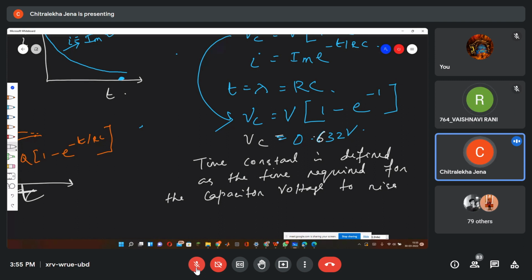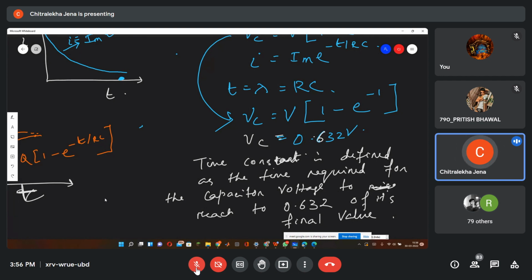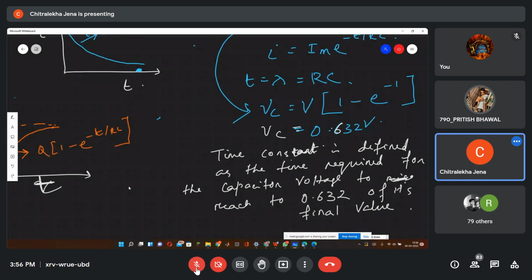Ma'am, is it constant or constraint? Time constant, not constraint, it is a constant. Okay. Voltage to reach how much value? Reach to 0.632 of its final value. Of its final value. Understood? What is time constant? Yes, ma'am.